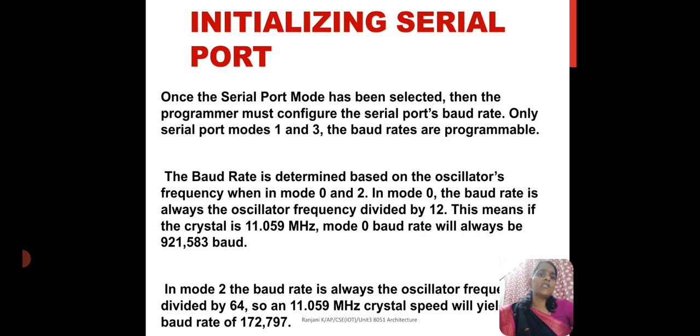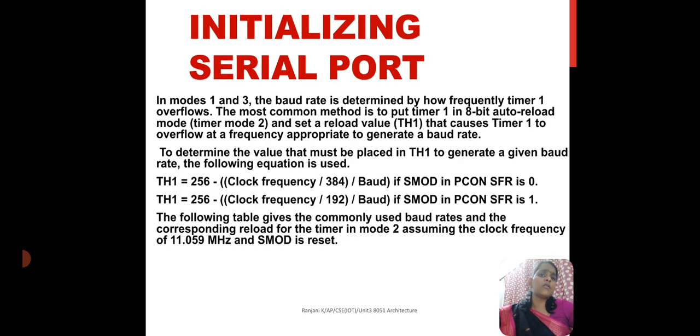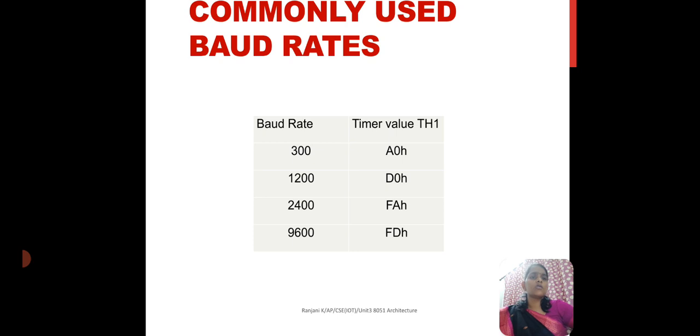Initializing the serial port: once the serial port mode has been selected, the programmer must configure the serial port baud rate. In mode 1 and 3, the baud rate is determined by how frequently timer 1 overflows. The most common method is to put timer 1 in 8-bit auto reload. These are the commonly used baud rates in 8051.